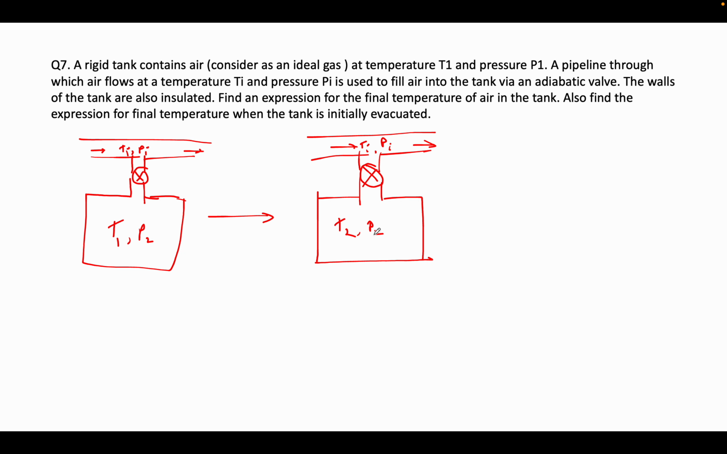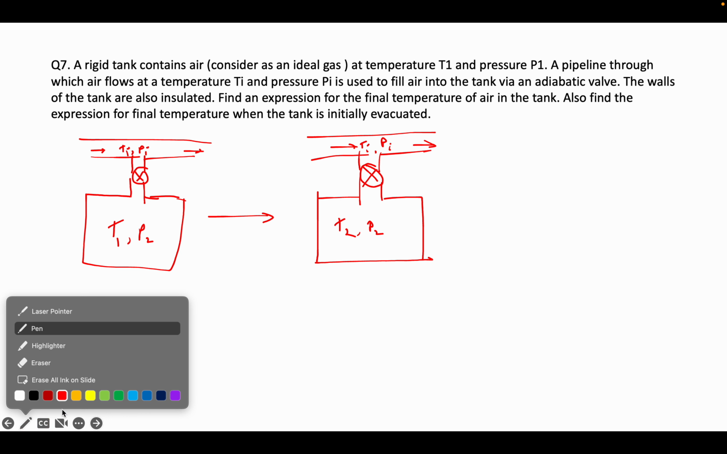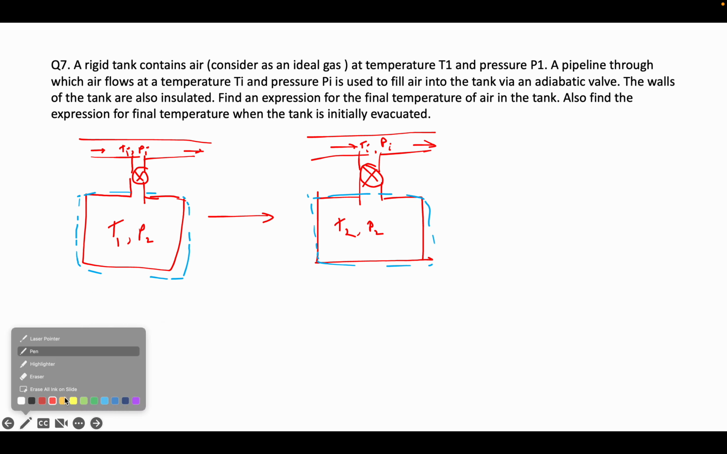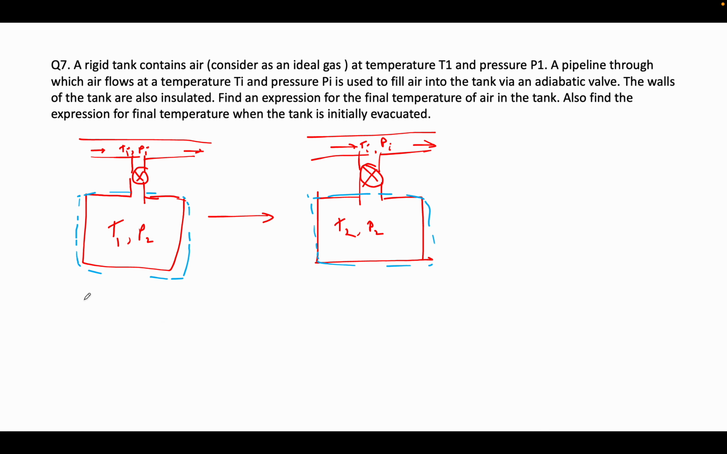Now let us first do the mass balance. Let me first draw the control volume. This is my control volume, this rigid tank is my control volume. So now d of m cv by dt will be equal to my mass inflow dot minus mass outflow dot.